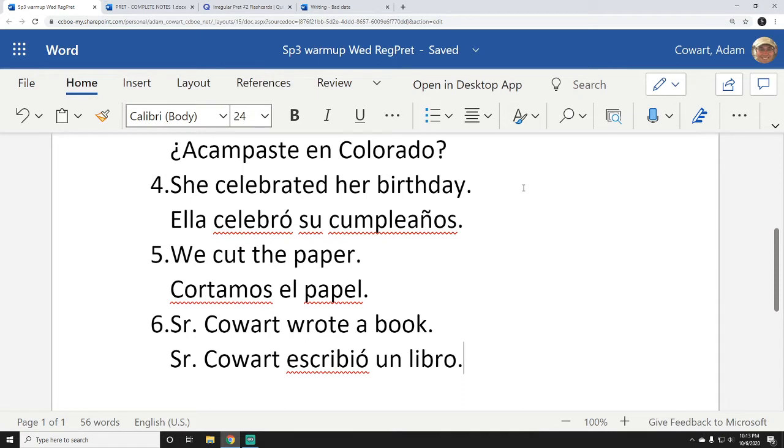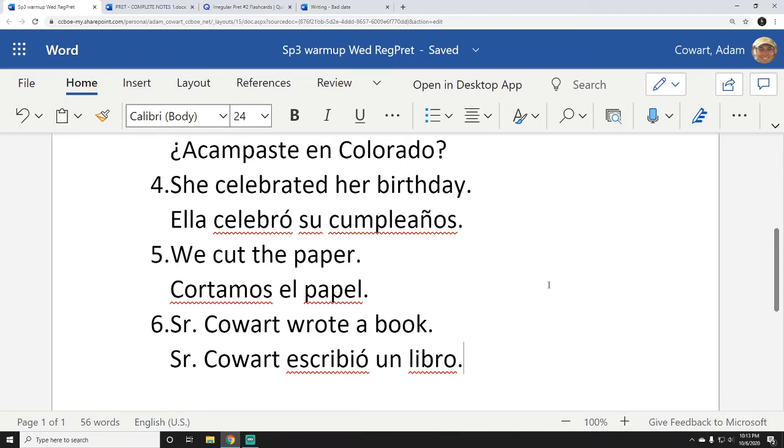Notice the accent marks, y'all. I can't tell you how important that is. For example, celebro without an accent mark means I celebrate. Celebró means she celebrated. It changes everything. And here, escribió is just making sure that you pronounce it right. It's writing it correctly. So if you don't write accent marks, you might confuse someone, and also it's just bad form. It's a part of the language.